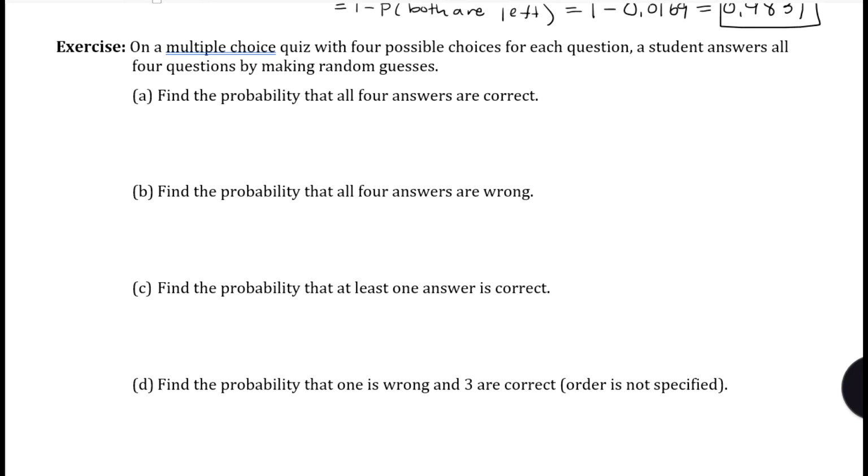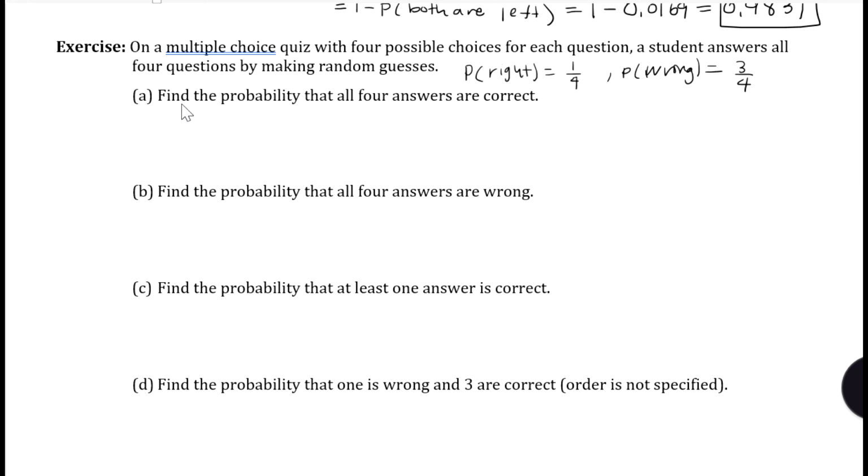On a multiple choice quiz with 4 possible choices for each question, a student answers all 4 questions by making random guesses. So that means that on each question, the probability of them being right is going to be 1 out of 4, because we have 1 that's right out of 4 choices. And the probability that we are wrong is going to be 3 out of 4, because there's 3 wrong choices out of your 4 choices.